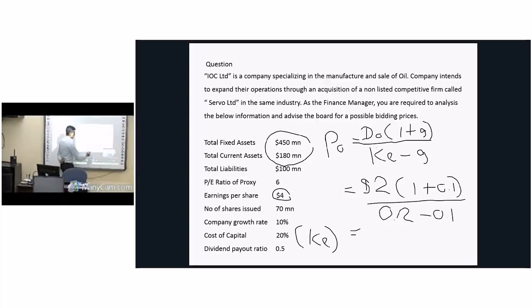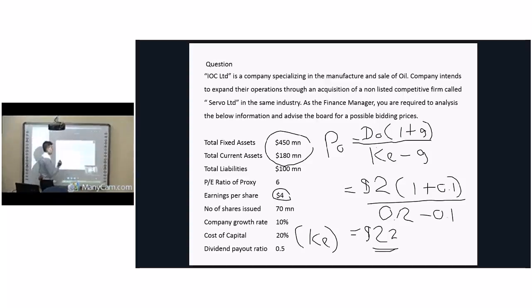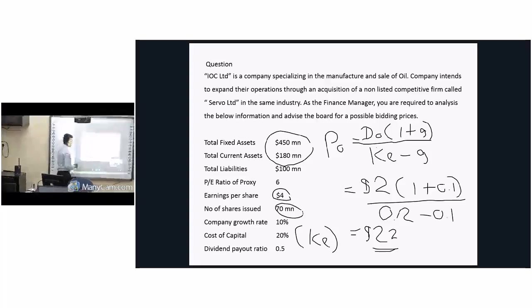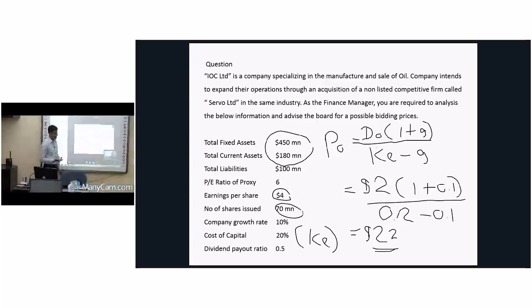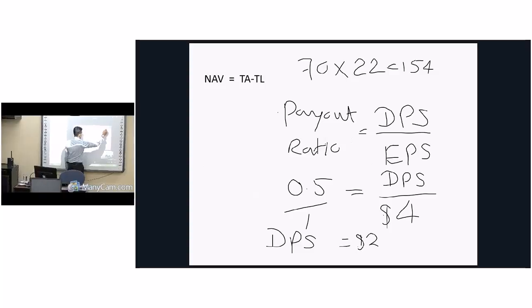So 22 is the expected share price of one particular share. Then we have 70 million shares issued, so 22 multiplied by 70 million, you will get $1,540 million.